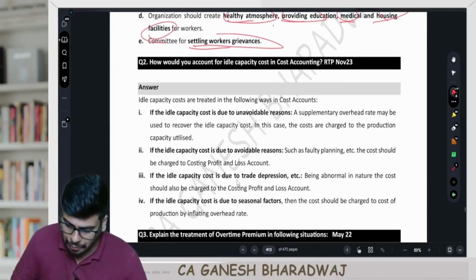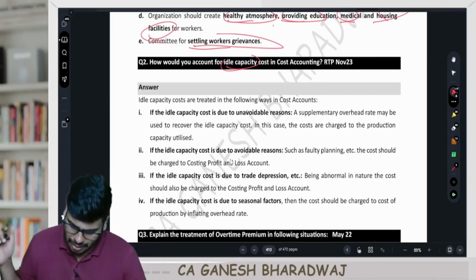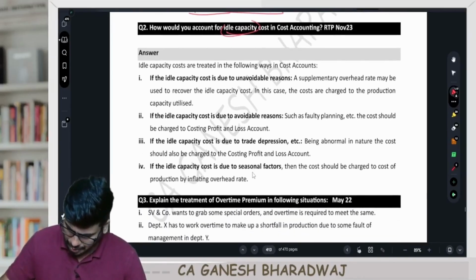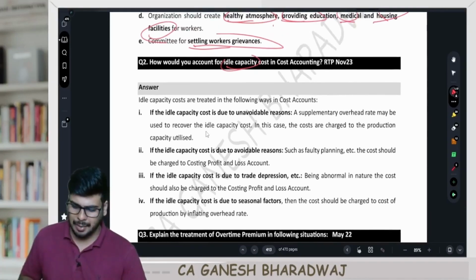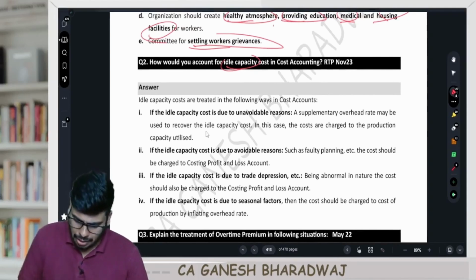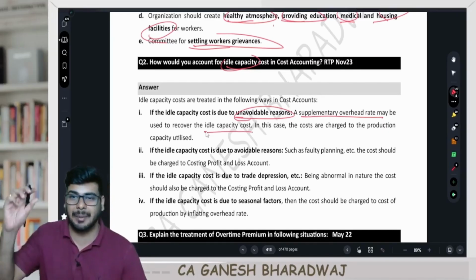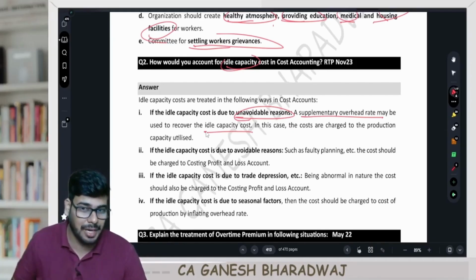So how would you account for idle capacity costs in your cost accounting? This is basically, I think this is idle capacity cost due to, okay, this is supplementary overhead rate. I think they have asked about your idle capacity cost. This is ideally a part of your overheads. Look, if the idle capacity is due to unavoidable reasons, supplementary overhead rate may be used to recover the idle. This is not idle time. Idle capacity means basically I am not able to recover my full overheads, right?